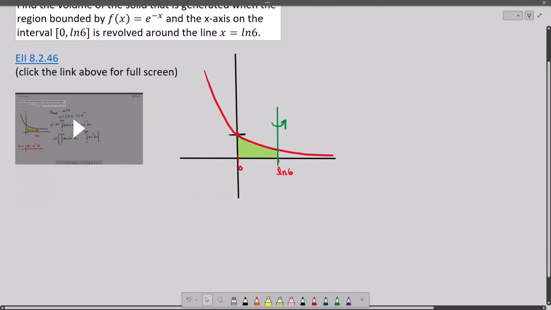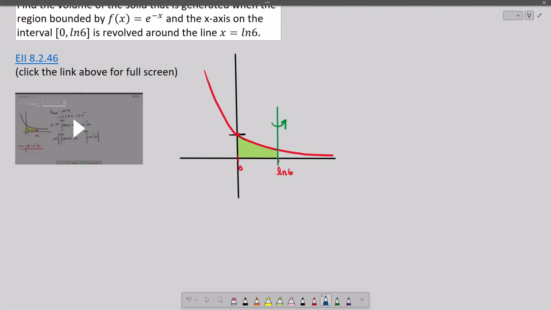So when we look at this region, is this region vertically simple or horizontally simple? If you start drawing vertical elements and horizontal elements, which way is it more simple to draw? Vertical, right? Hands down, no matter where you draw your vertical element, you have the same upper curve and the same lower curve, no matter what. So that means it's vertically simple.